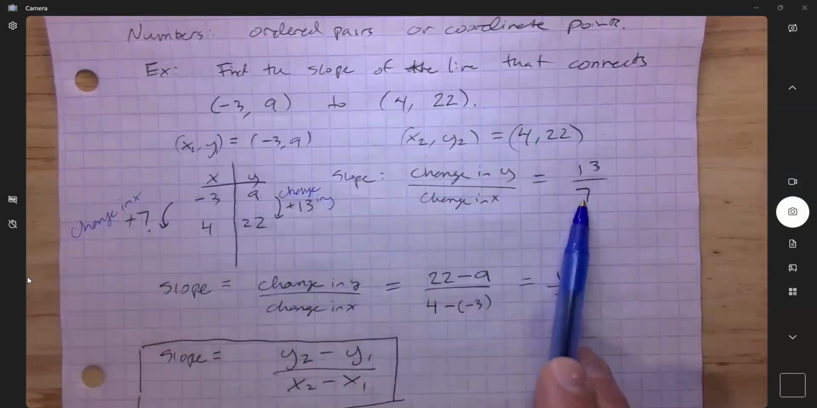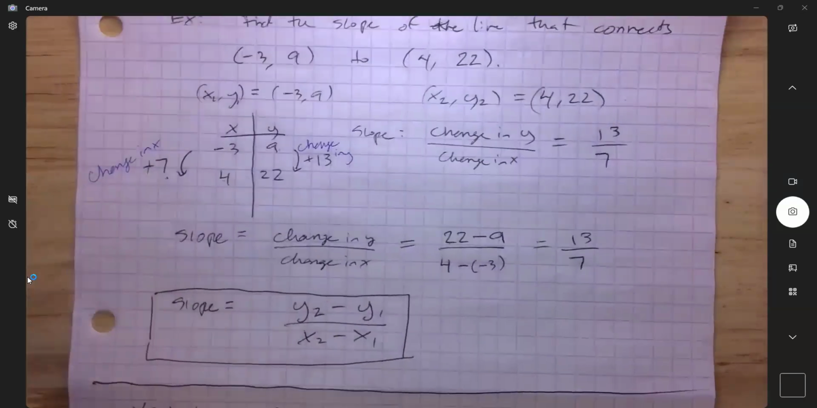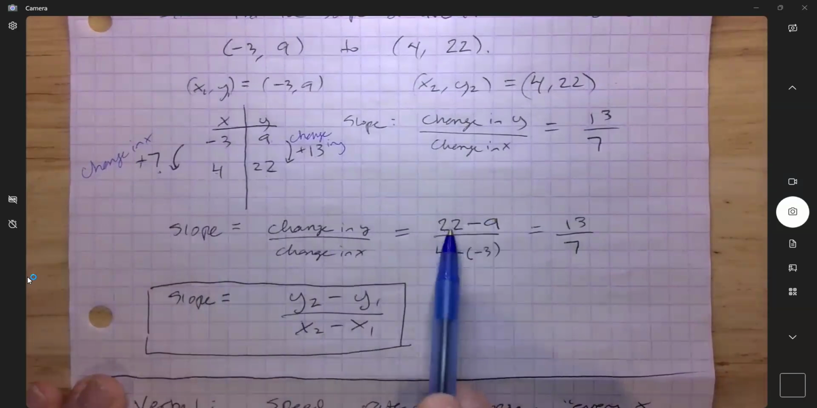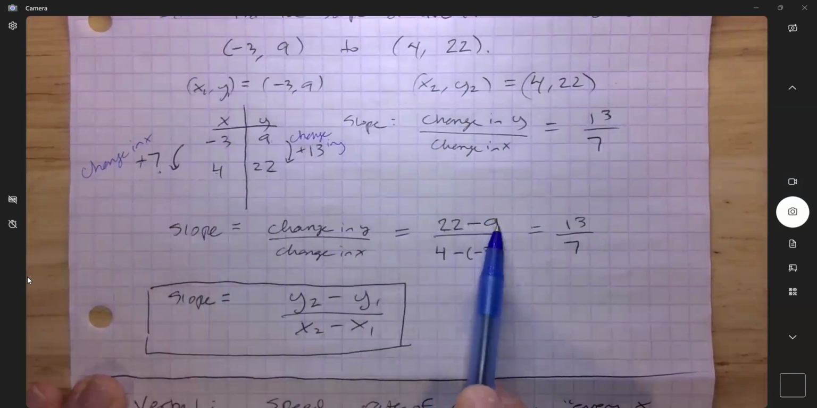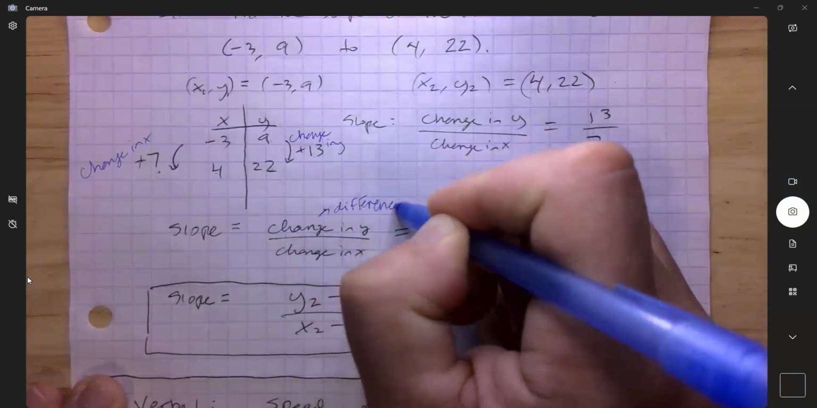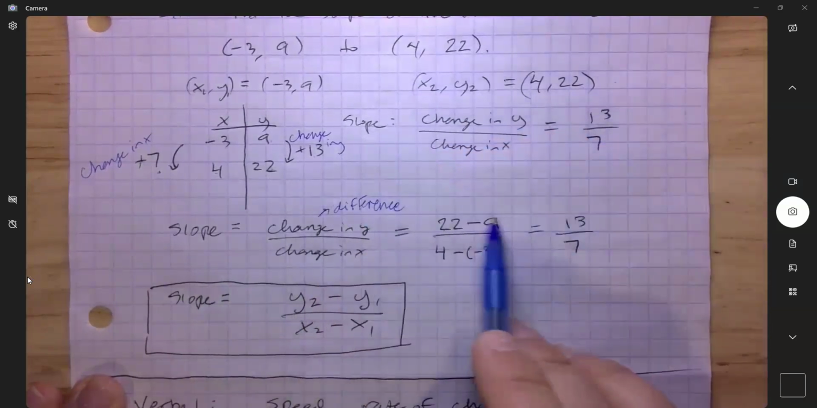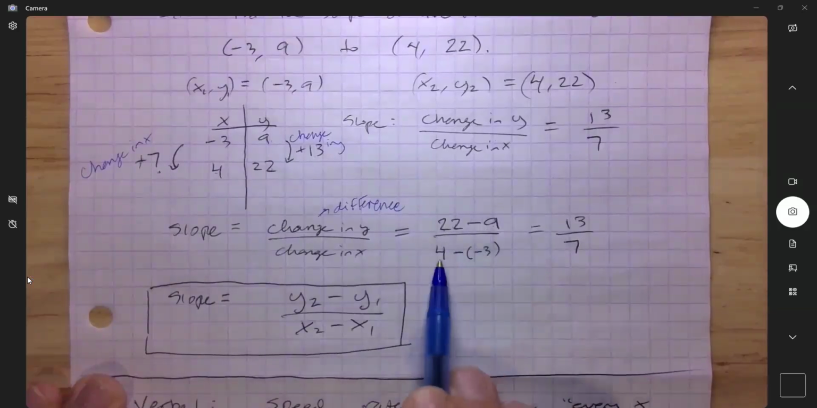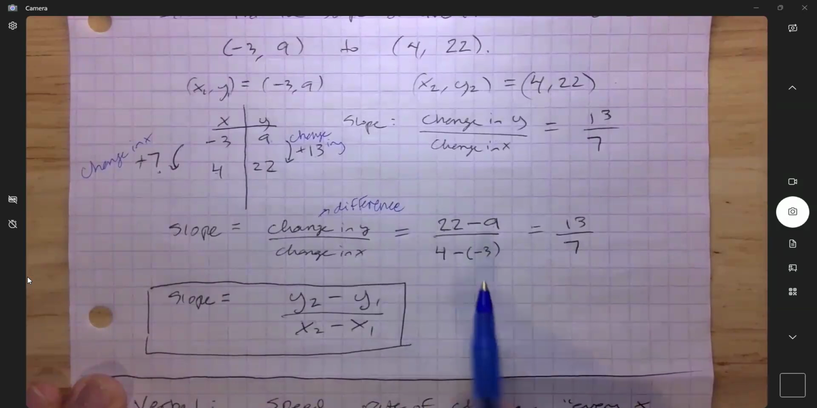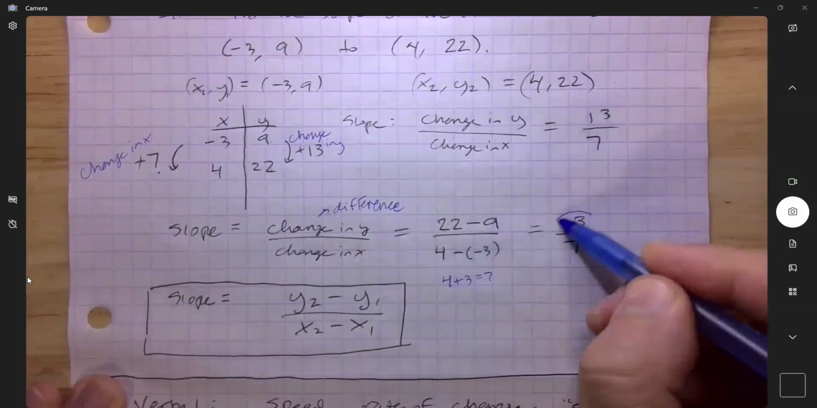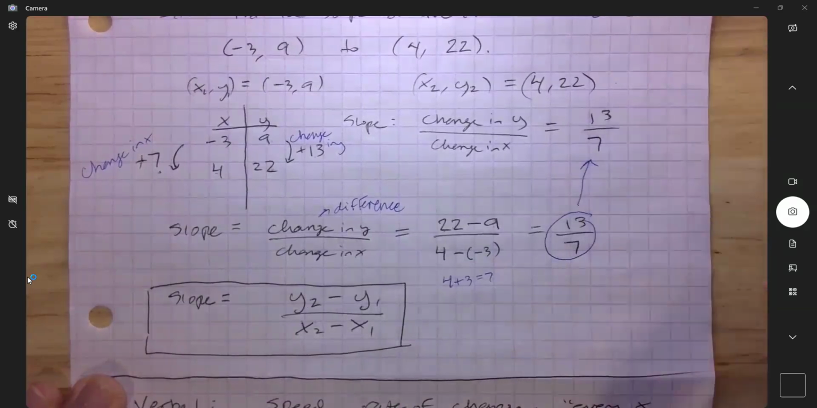very easily. If we want to find it symbolically, remember that slope is change in y over change in x. The change in y is 22 minus 9. Another word for change could be difference. And you find a difference by subtracting. So the change in y is 22 minus 9. And the change in x is 4 minus -3, which is 4 plus 3, or 7. And again, we find that the slope is 13/7.